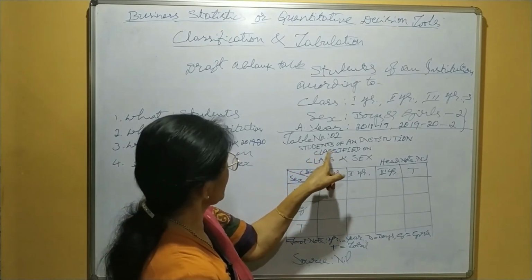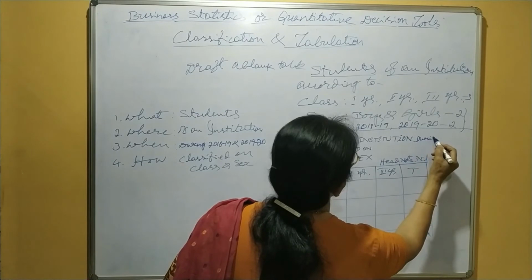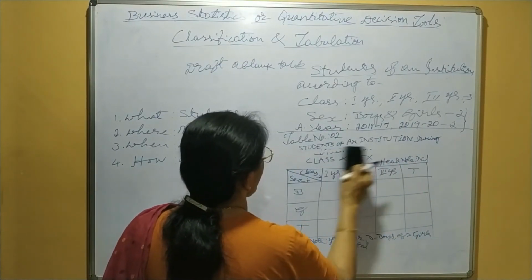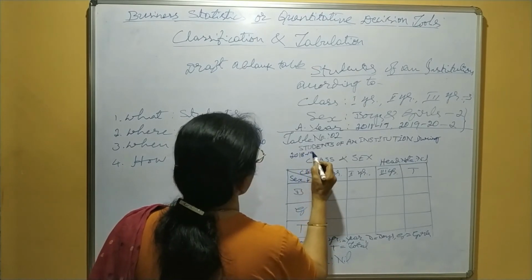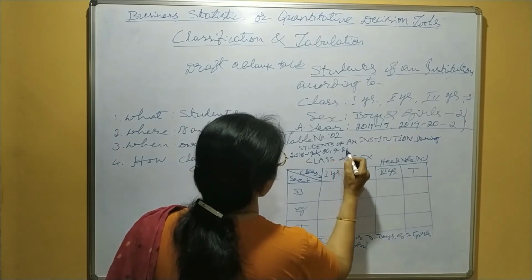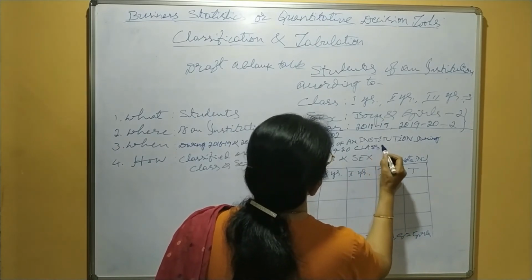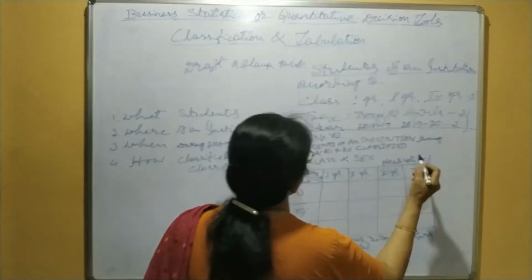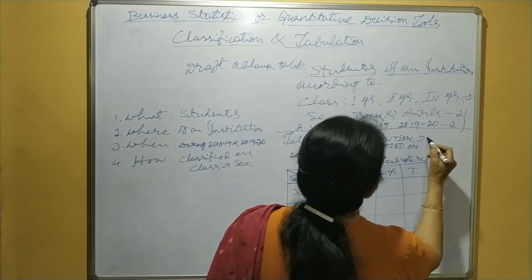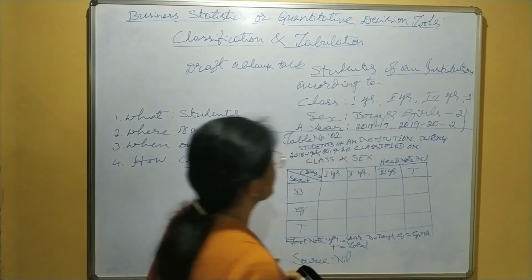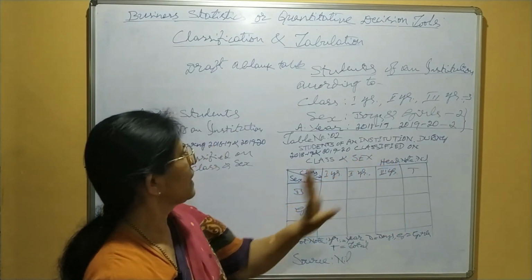Now you have to give the title: students of an institution during 2018-19 and 2019-20 classified on class and sex. Here it is difficult to write in capital letters because it is practice.